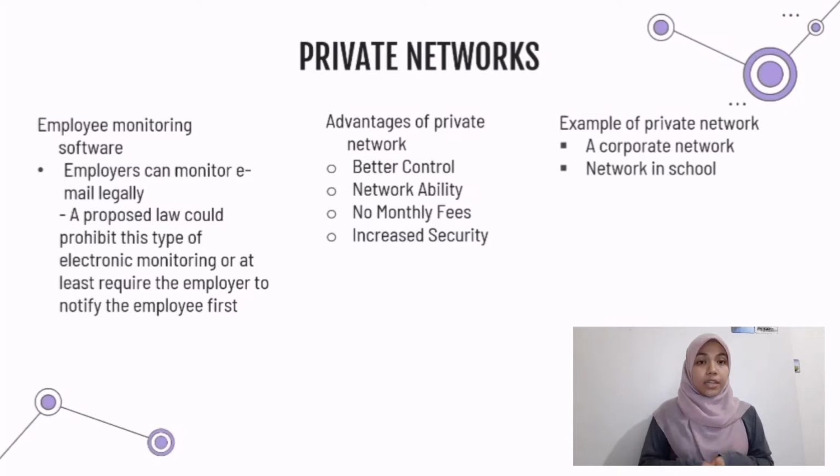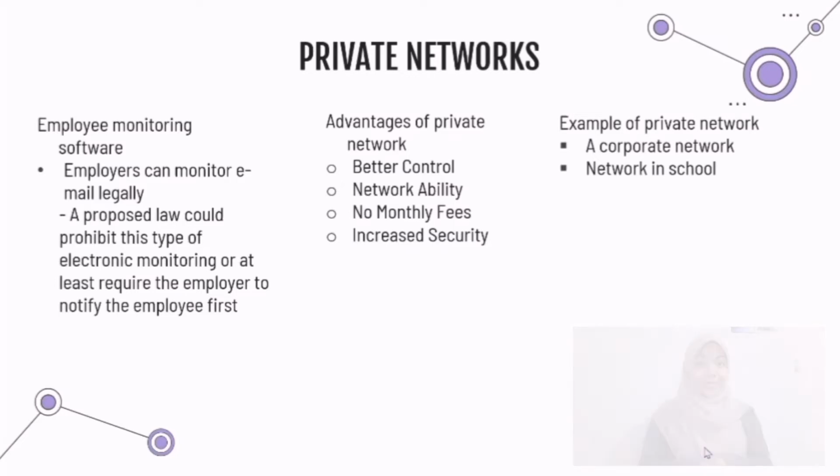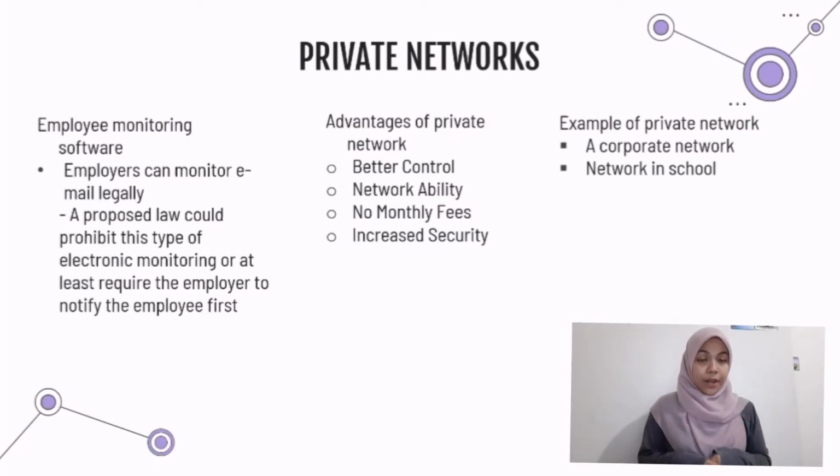Third is no monthly fees. Since the private network is privately owned and operated, there are no monthly fees. And last is increased security. Increased security can control access to the network so there is an inherent level of security within the grid. Example of private network. First is a corporate network and second is network in school.